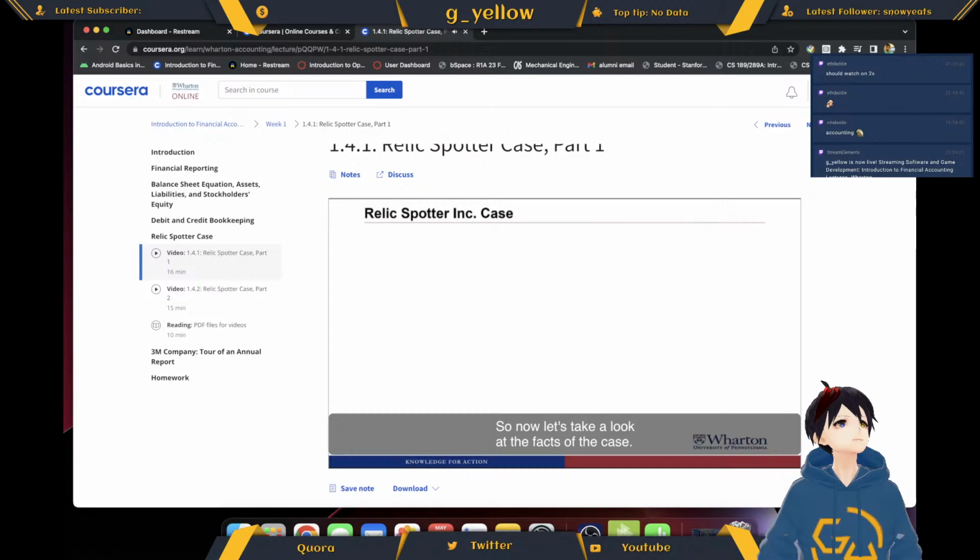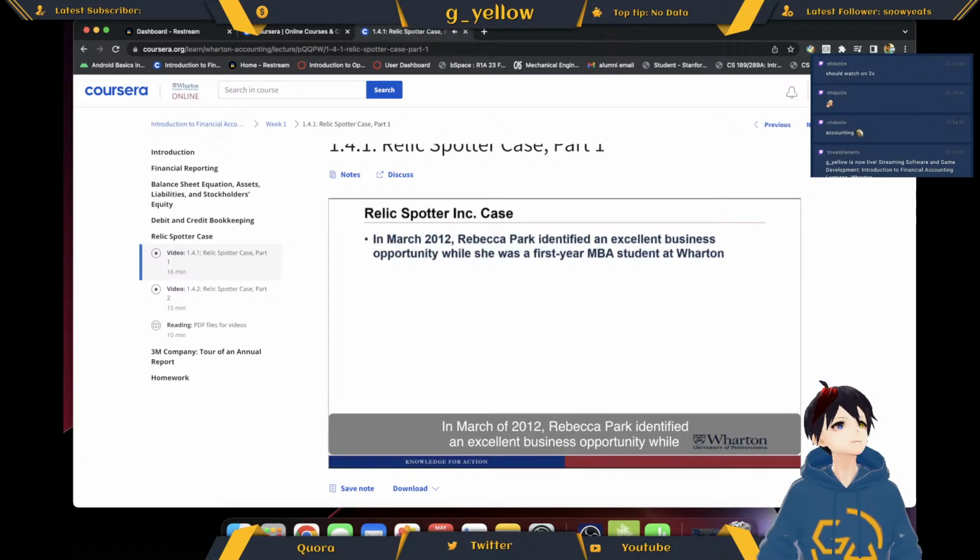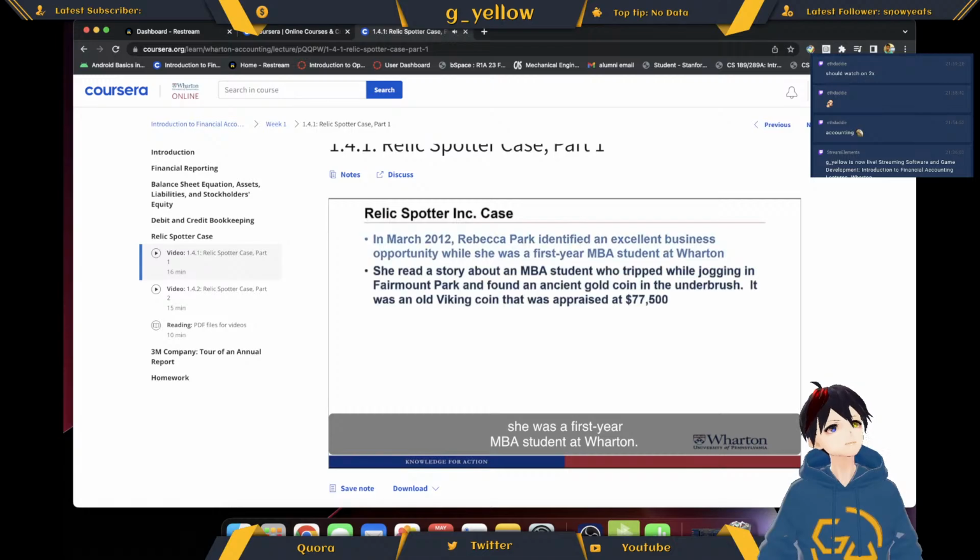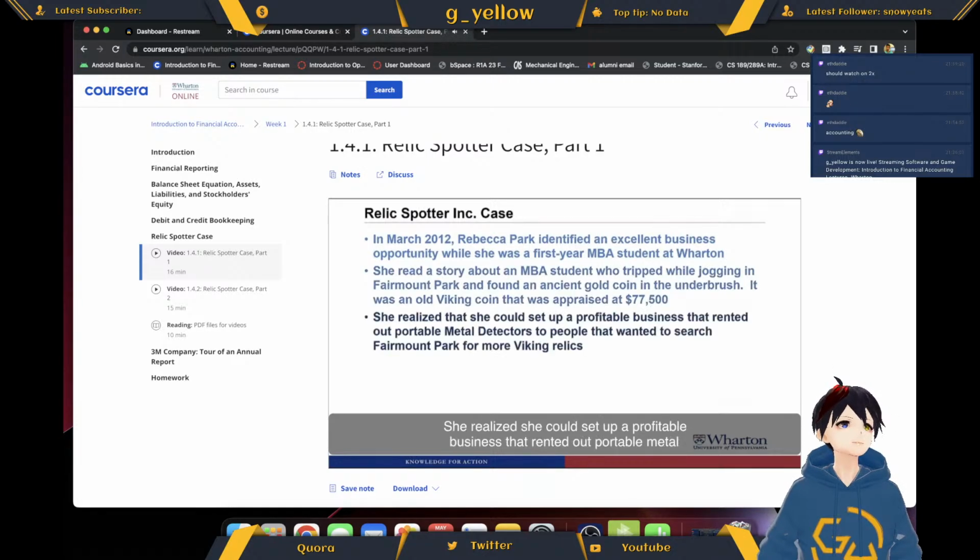So now let's take a look at the facts of the case. In March of 2012, Rebecca Park identified an excellent business opportunity while she was a first-year MBA student at Wharton. She read a story about an MBA student who tripped while jogging in Fairmount Park and found an ancient gold coin in the underbrush. It was an old Viking coin that was appraised at $77,500. She realized she could set up a profitable business that rented out portable metal detectors to people who wanted to search Fairmount Park for more Viking relics.